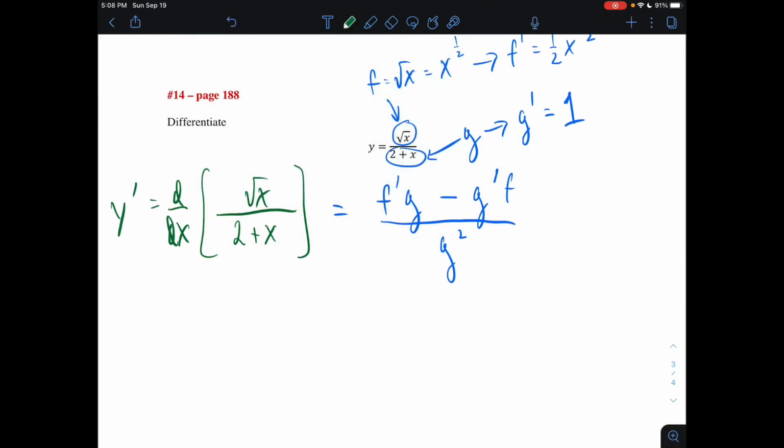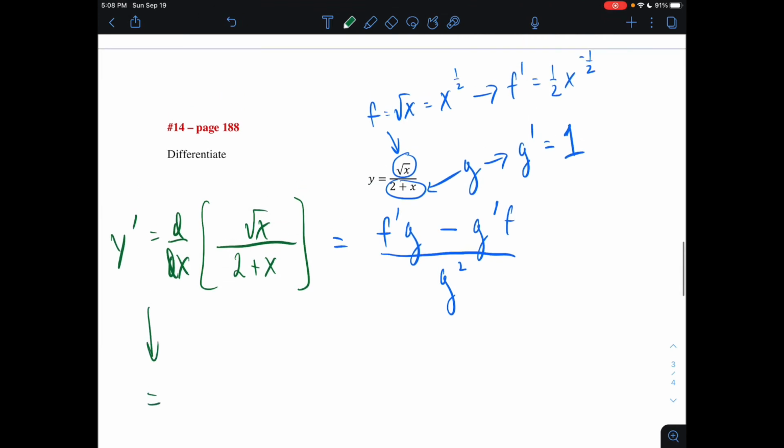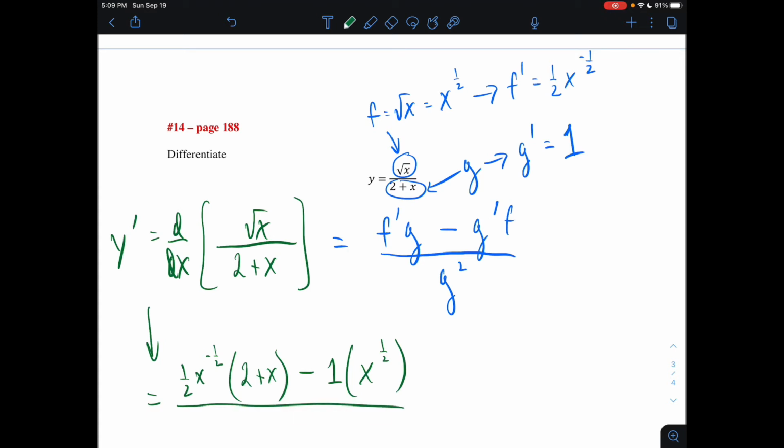So now we can plug all of this in. F prime, 1/2 x to the negative 1/2, times g. G is the function 2 plus x. Minus g prime, which is 1, times the function f. And I'm going to write that as x to the 1/2. And then all of this divided by g squared, which is the quantity 2 plus x squared.